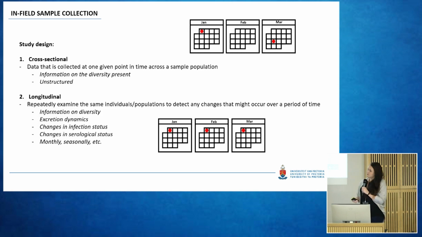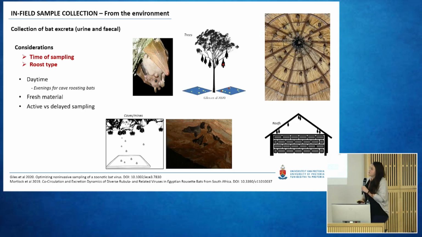But what should also be considered is the type of samples, and that would be collecting from individuals compared to collecting from the environment, or at population level. So what do we mean when we talk about collecting from the environment or at population level? That would be collecting of bat excreta like urine and fecal samples. This would usually be from underneath the roosting bats. That is why we call it from the environment and not the specific individuals.